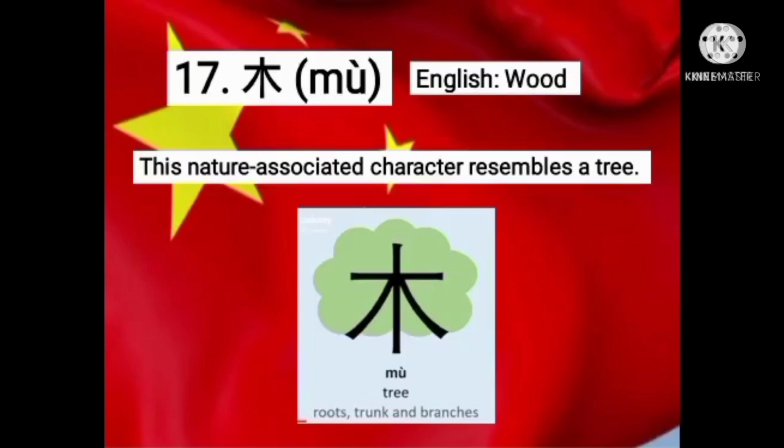Number 17 is Mu. In English, wood. This nature-associated character resembles a tree.